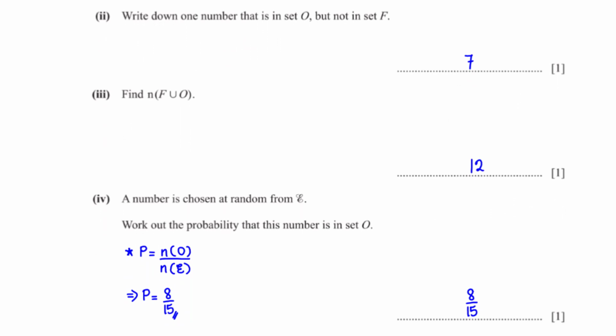A number is chosen at random from the universal set E. Work out the probability that this number is in set O. This probability is equal to the number of elements in set O, which is 8, divided by the total number of elements, which is 15.